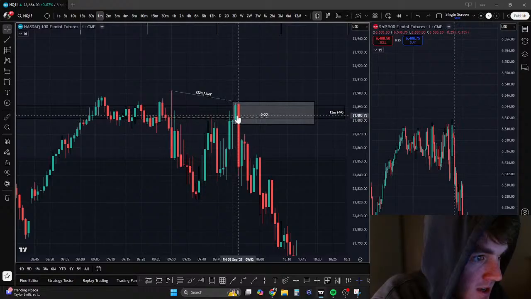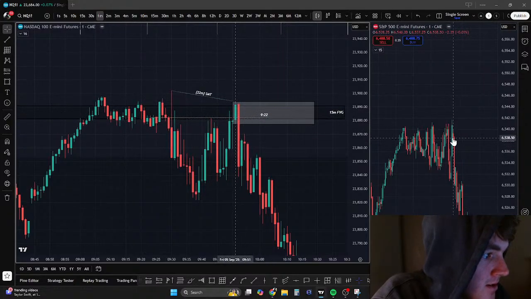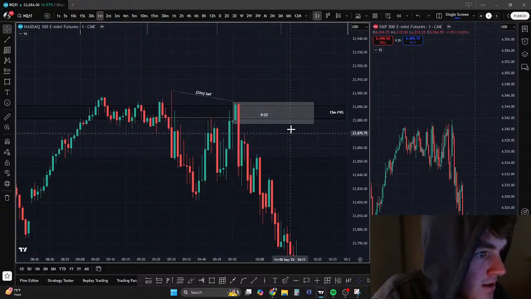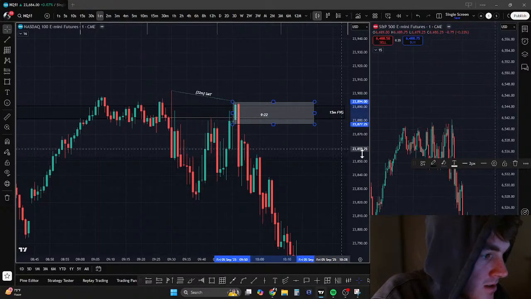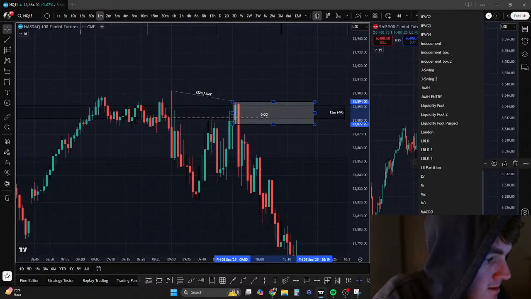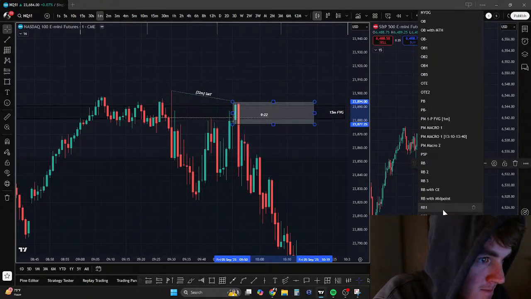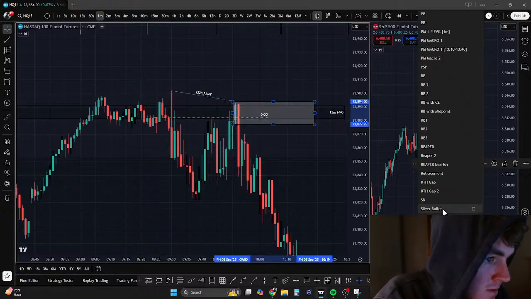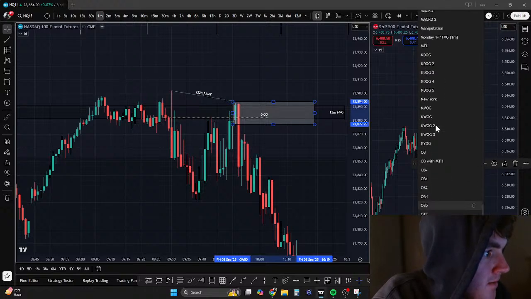So this candle on NQ is green. This candle on ES is red, making this candle a precision swing point. Interesting.